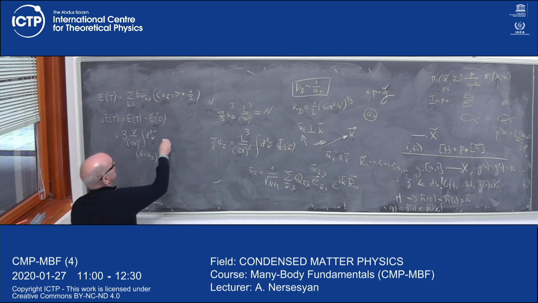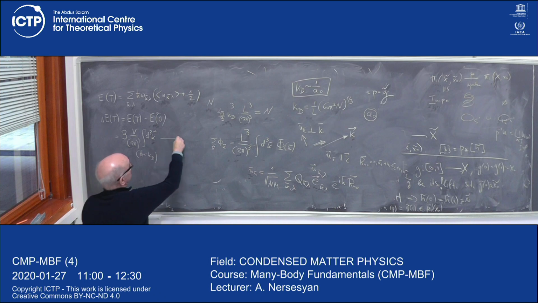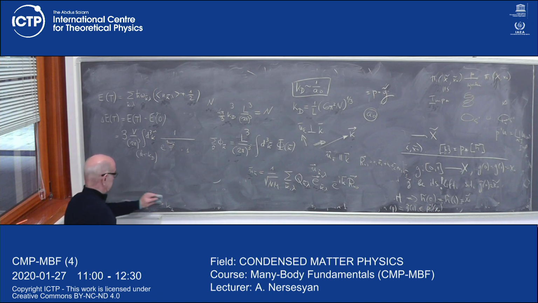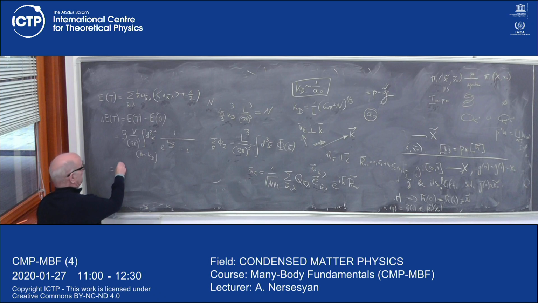What is this? This is a thing which is very simple. This is 1 over what? H omega k. I will temporarily write it down like this, divided by e to the power of that over t, minus 1. That's fine. But now let me continue. So this is 3 L to the third. You can keep writing V, or you can write down L to the third.